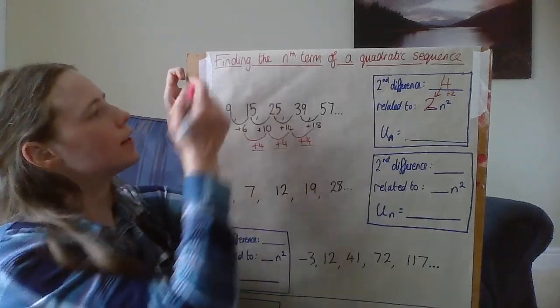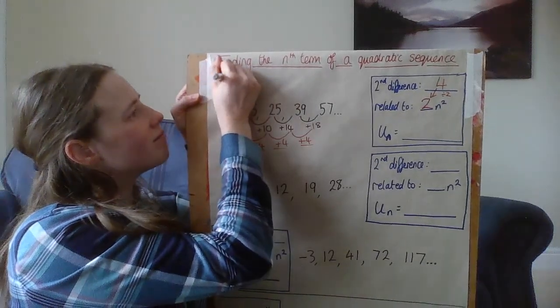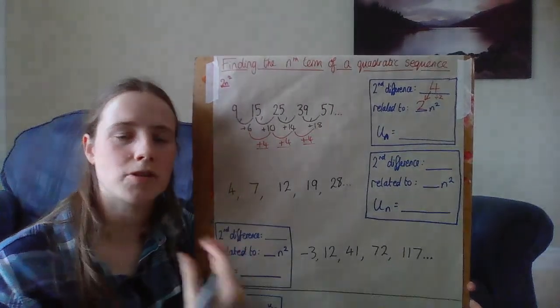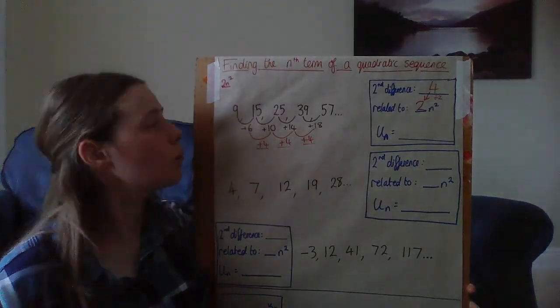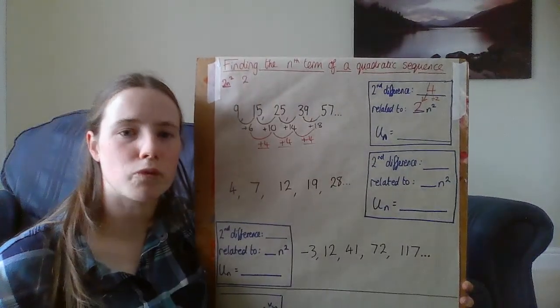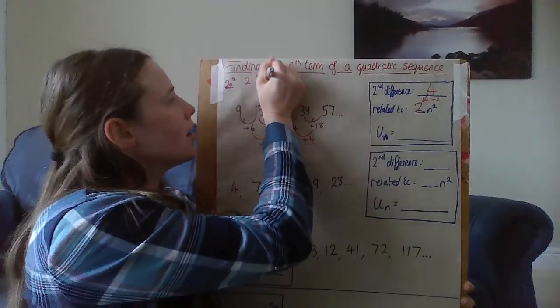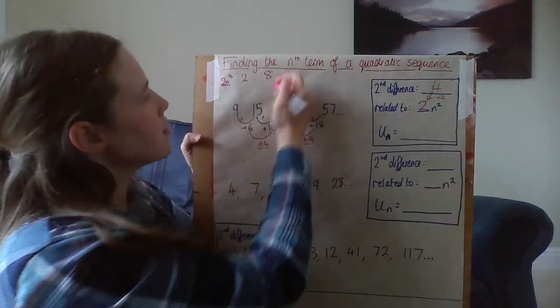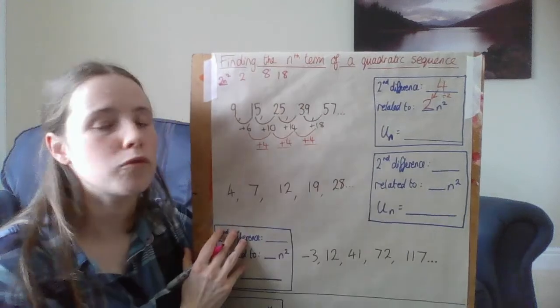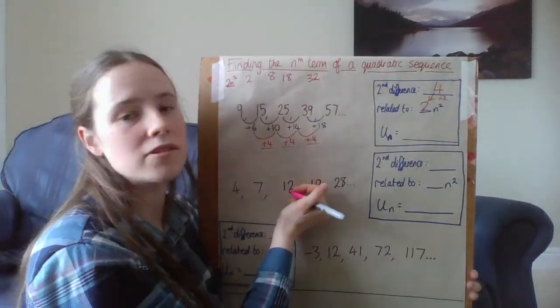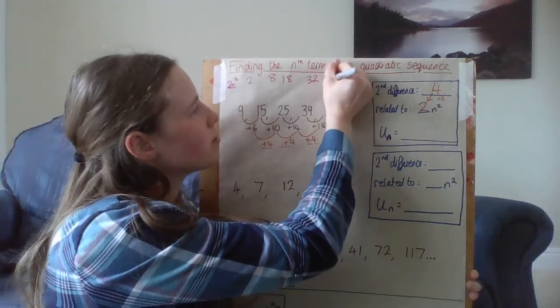So I'm going to write just up here the sequence for 2n squared, which is the square numbers doubled. So 1 squared is 1, doubled gets us 2. 2 squared is 4, doubled gets us 8. 3 squared is 9, doubled gets us 18. 4 squared is 16, doubled gets us 32. 5 squared is 25, doubled is 50.